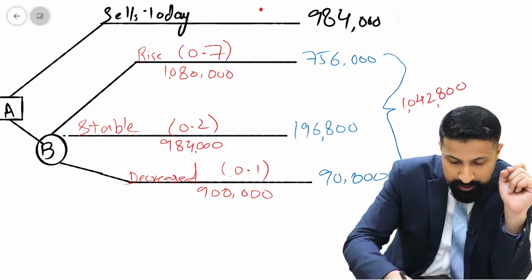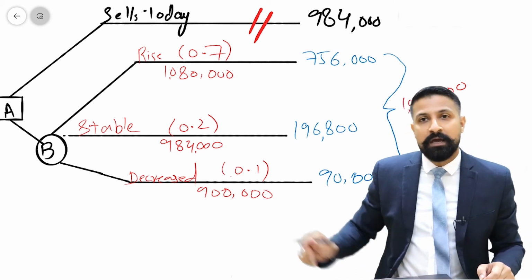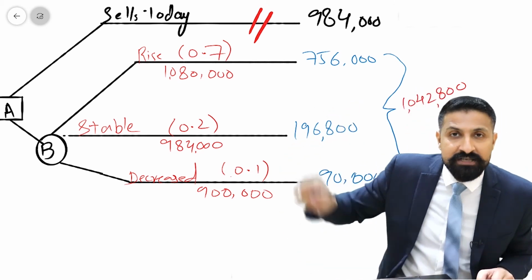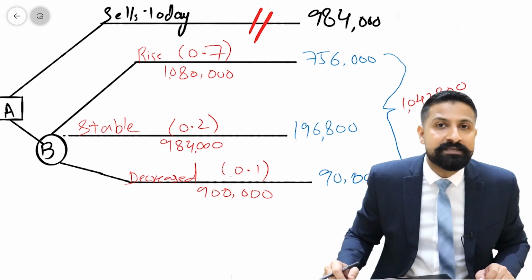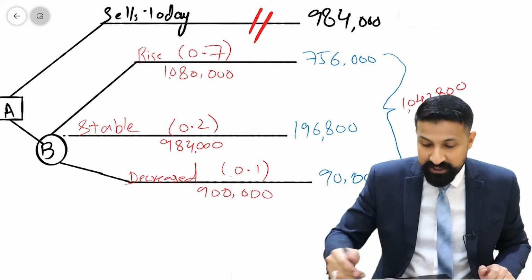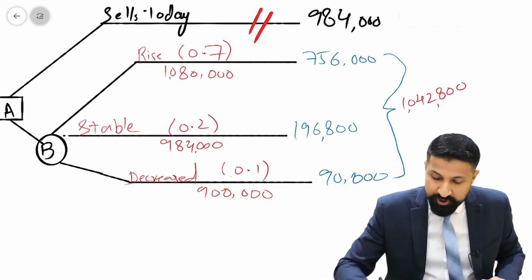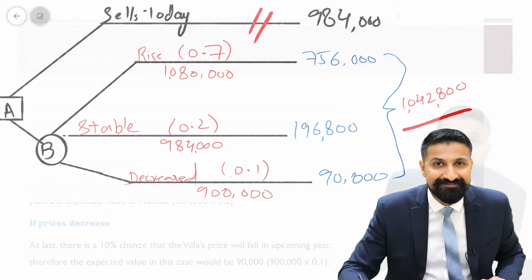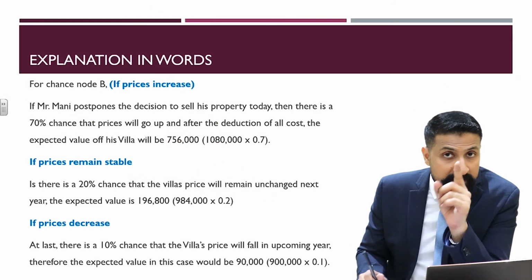This is how you reject something. The point which has been rejected, you will draw two straight lines like this. That means this has been rejected, and this is the best option to go for. Keep it in your mind that you have to explain.